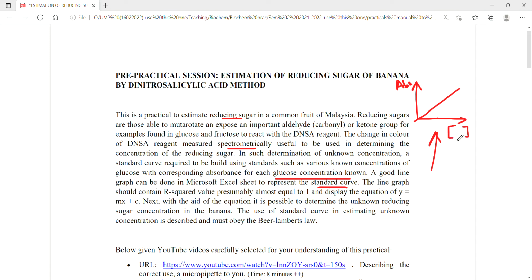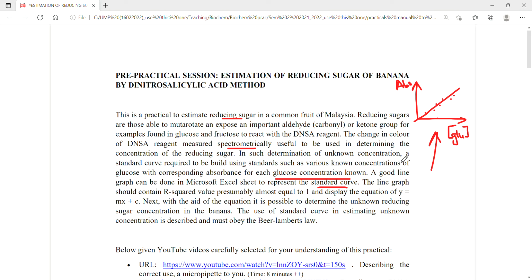So once done, you will have the absorbance of the various concentrations of glucose. Then you get spots in the graph where you can build this standard curve. So it's basically matching the standard curve with the unknown absorbance in the banana, and we can find out its corresponding concentration, and that's what we are going to use.